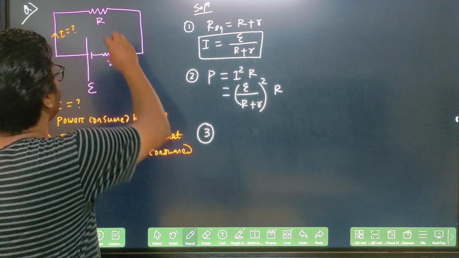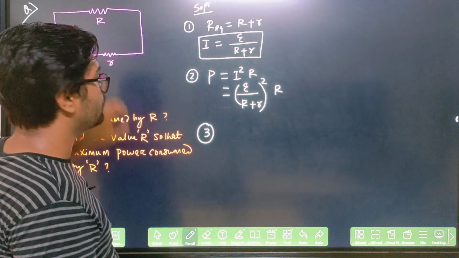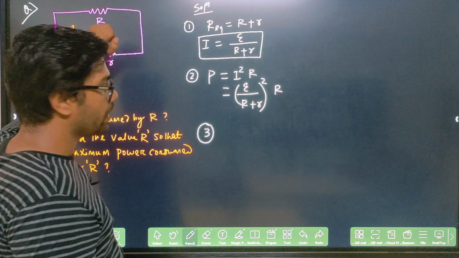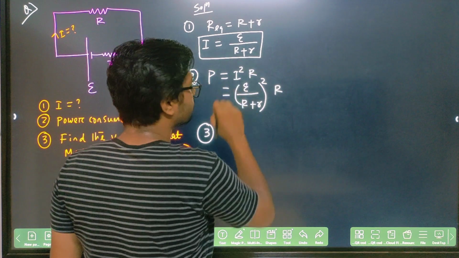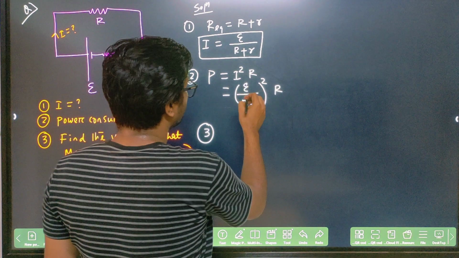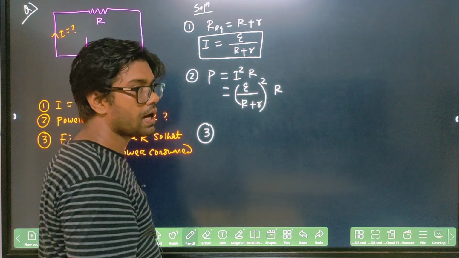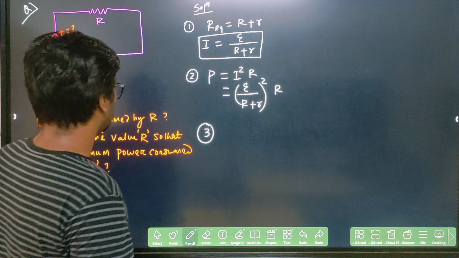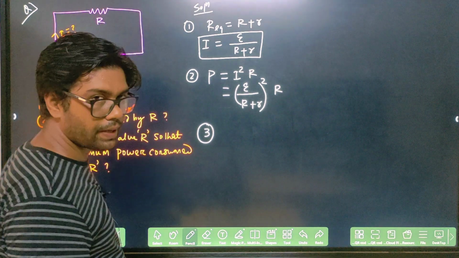Then I have to find out how much power is dropped here, or how much power is consumed by the resistor R. You will tell that power consumed by the resistor R is I squared into R. So if this is I squared into R, I can write the I value as E divided by R plus r, whole squared, into R. Clear?